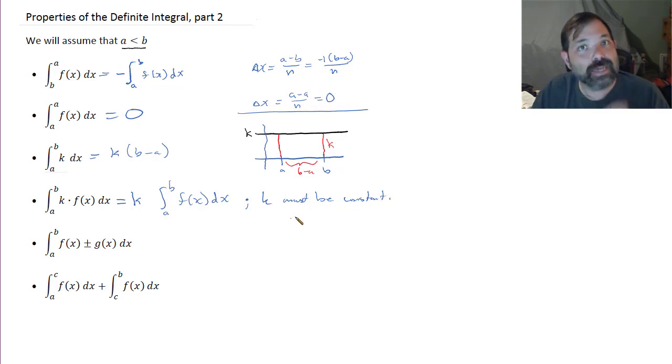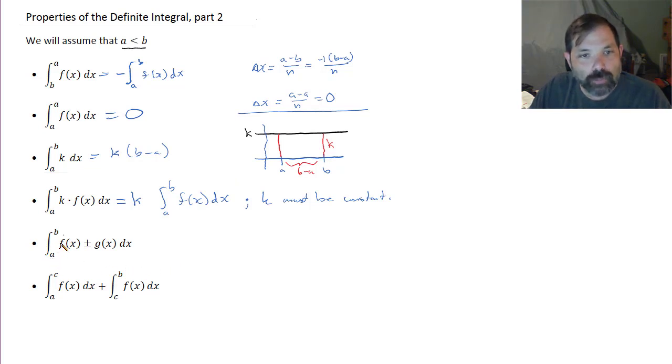The k cannot be in terms of that variable x. It must be a constant. If that factor involves the x, this doesn't apply. We cannot break it up if it's not a constant.